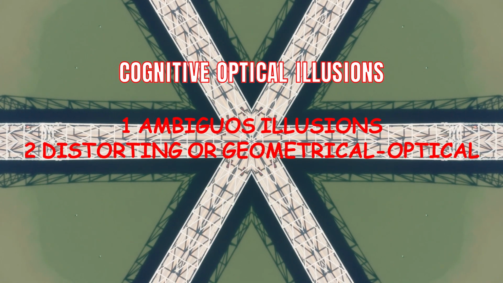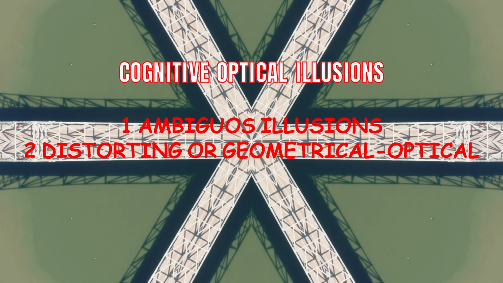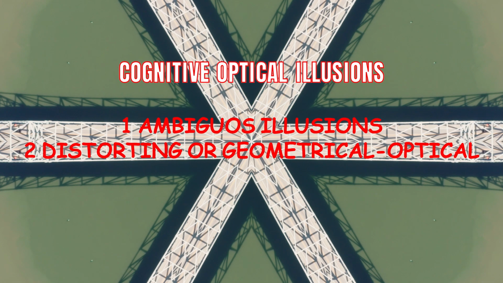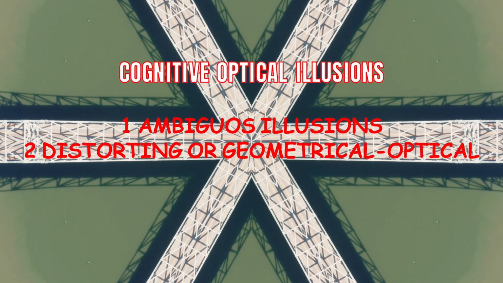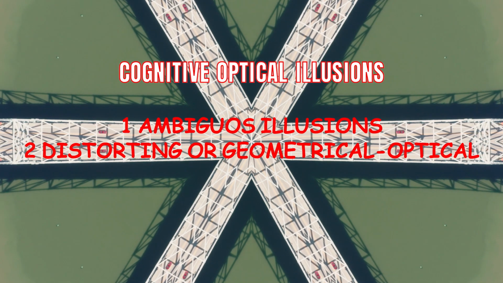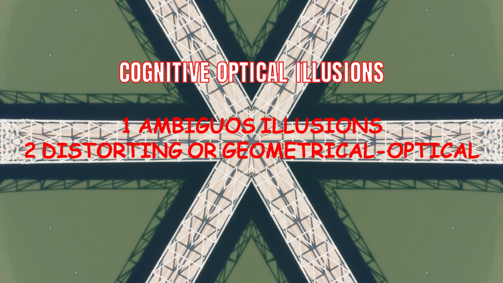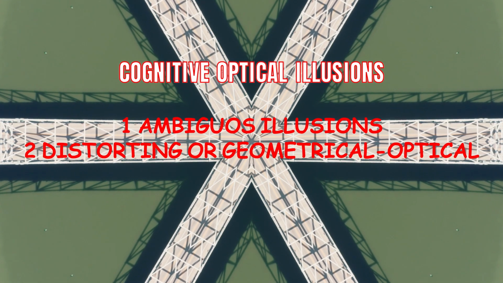A few examples. The Shepard tables, created by Roger N. Shepard. The Shepard tables consist of two-dimensional figures that, despite appearing radically different, are identical in their arrangement. The illusion relies on the viewer's interpretation of perspective, as the figures are drawn in such a way that they suggest depth and three-dimensionality.